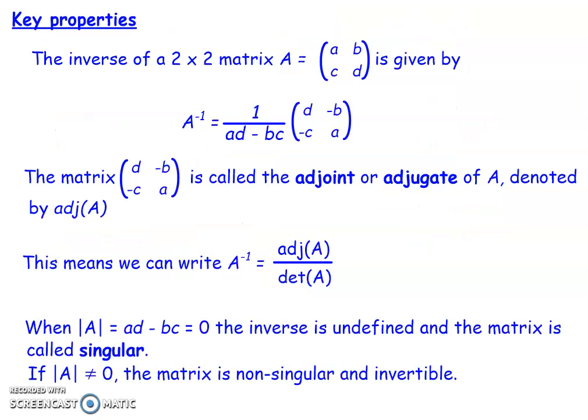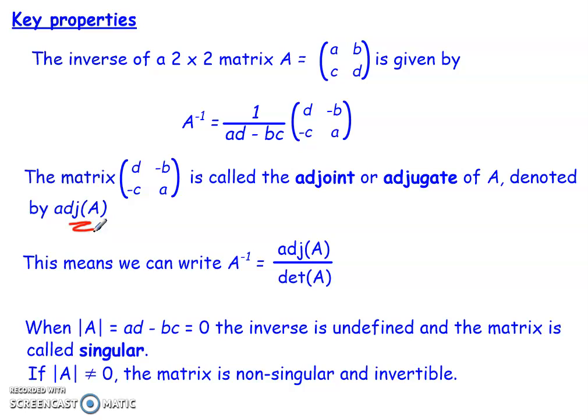So the first thing is just the formula. So I've just written that down again, that the inverse of a 2 by 2 matrix, A, which is given by A, B, C, D, is given by A to the minus 1 equals 1 over AD minus BC times the matrix D, minus B, minus C, A. Now one thing to note is that the matrix D, minus B, minus C, A, that's called the adjoint or adjugate of A. And this is denoted by adj of A, just as you see written here.